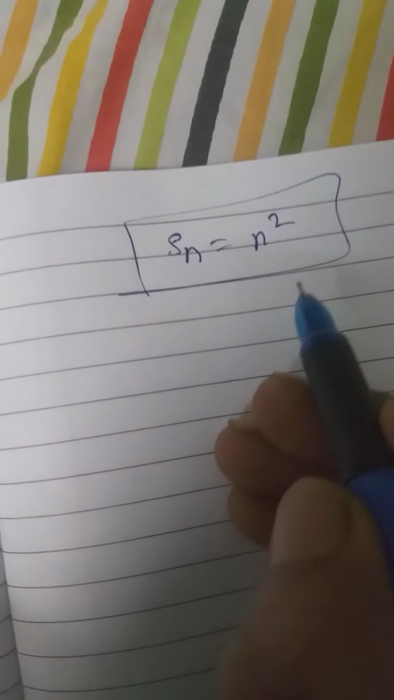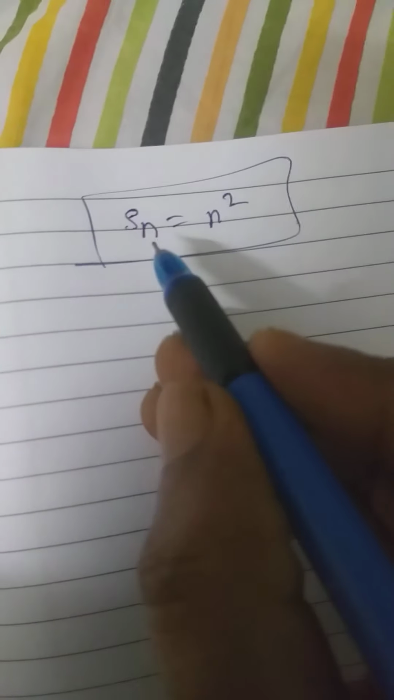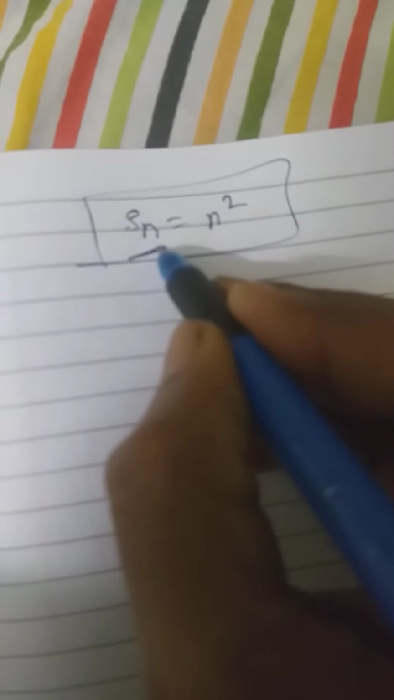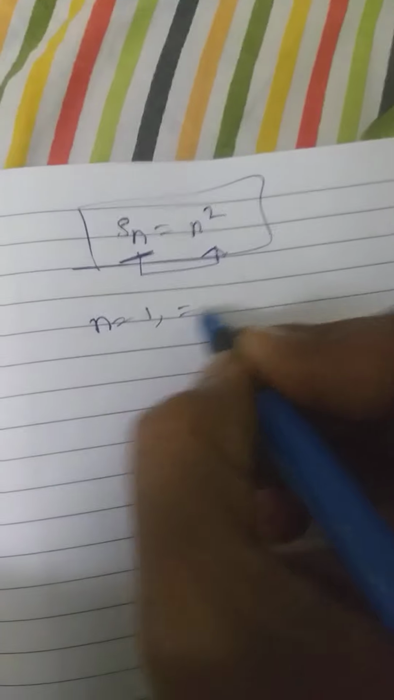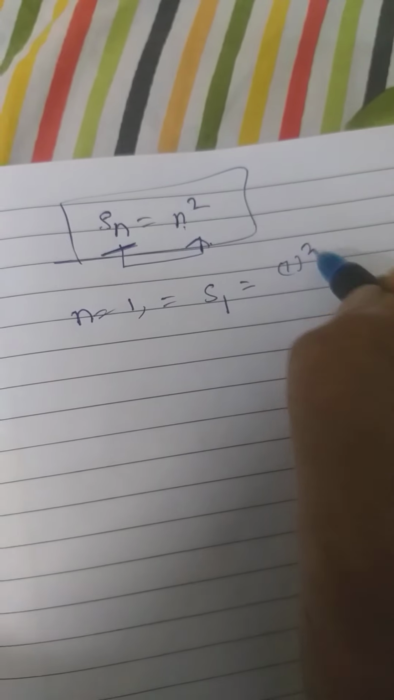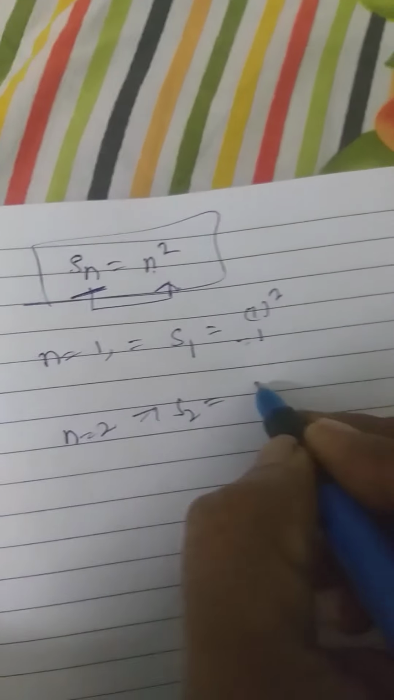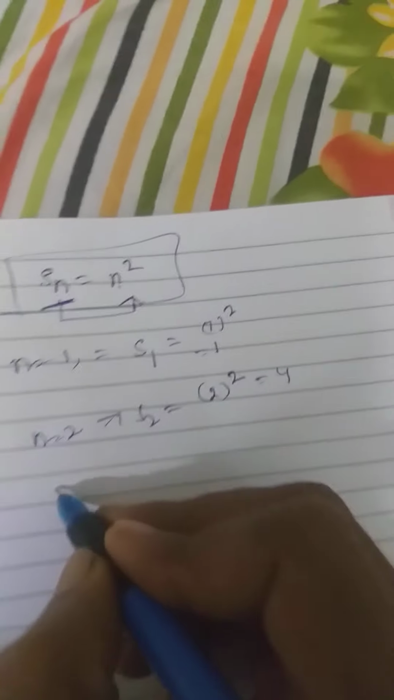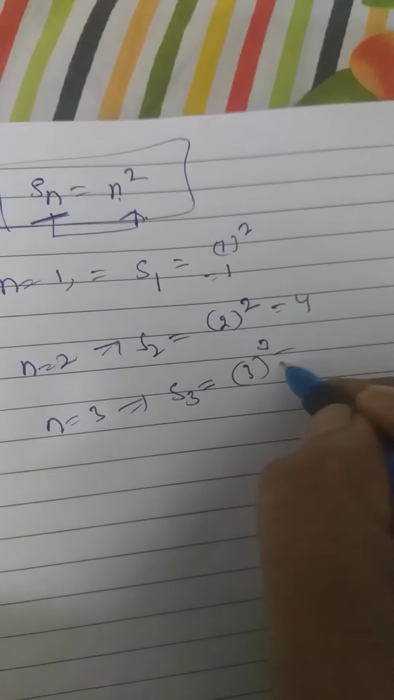Now, what are the examples of a sequence? S_n is equal to n square. That means here the nth term of a sequence is given to you, not the entire sequence, only the nth term. Now, if you put n is equal to 1, what will you get? S1 is equal to 1 whole square, which is 1. N is equal to 2: S2 is equal to 2 square, that is 4. N is equal to 3: S3 is equal to 3 square, that is 9.